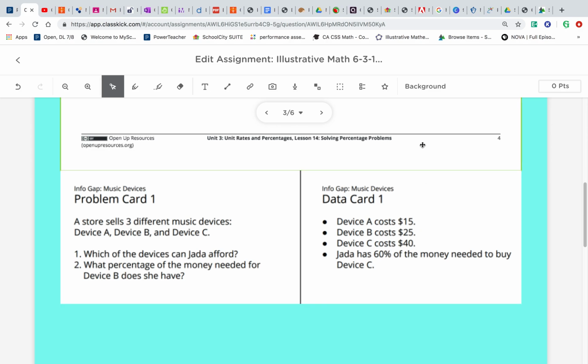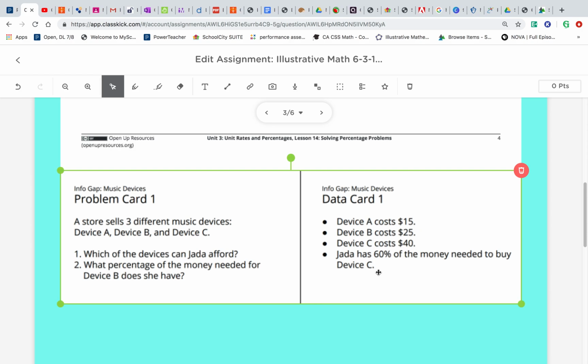All right, so a store sells three different music devices: device A, device B, and device C. Okay, which of the devices can Jada afford? Well, let's look over here at our information, our data. Device A costs $15, device B costs $25, device C costs $40. Okay, well, how would we know if she can afford any of these? We don't know how much money she has, right? But we have one more clue. It says Jada has 60% of the money needed to buy device C.